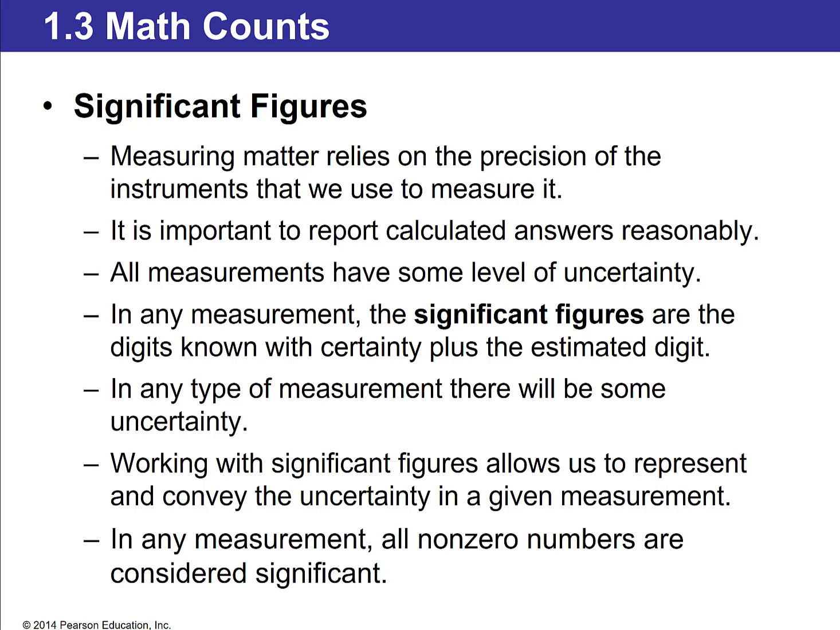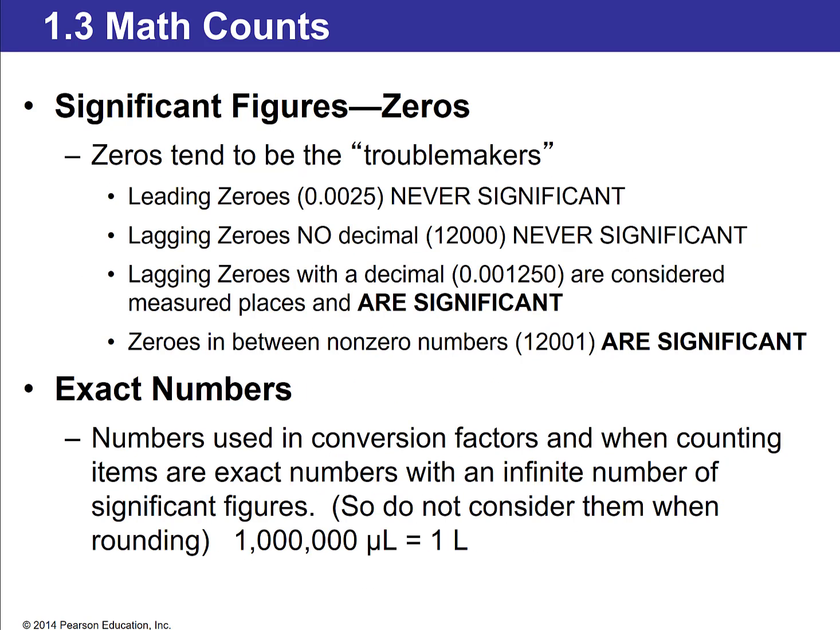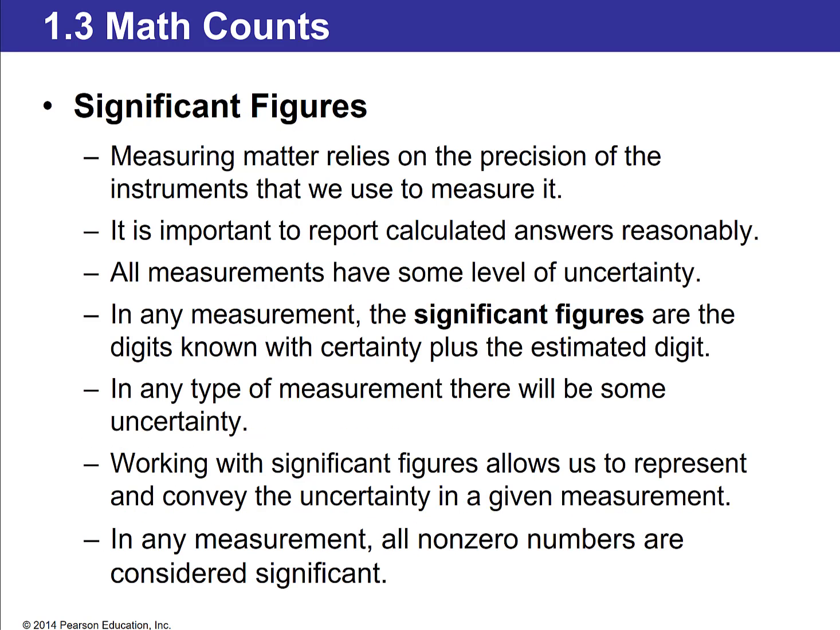So the rules for this: all non-zero numbers are considered significant. That means that all numbers 1 through 9 are considered significant. They're considered a measured value. So if you have 19,826 pennies, then that means that you measured all the way down to that ones place. All 5 of those digits are considered measured.